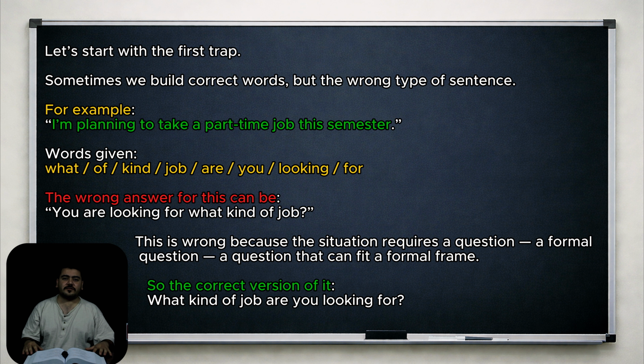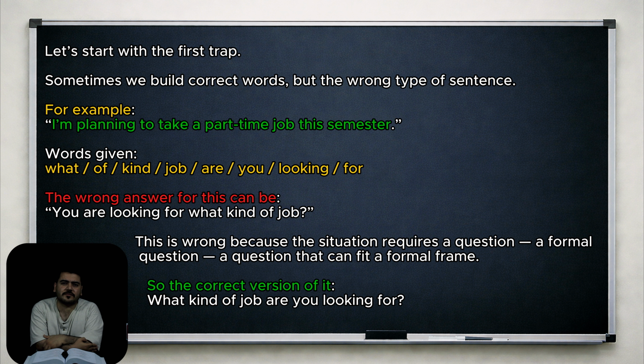Let's start with the first trap. Sometimes we build correct words, but the wrong type of sentence. For example, I'm planning to take a part-time job this semester. Words given: what, of, kind, job, are you looking for. The wrong answer for this can be, you're looking for what kind of job?